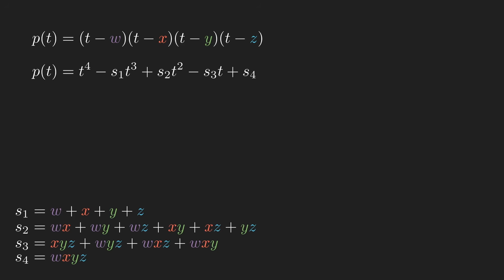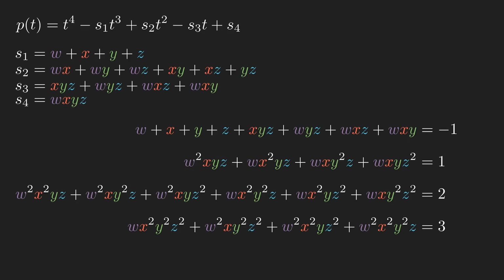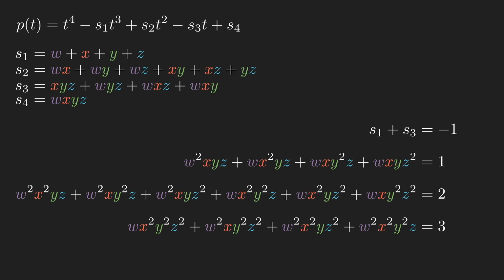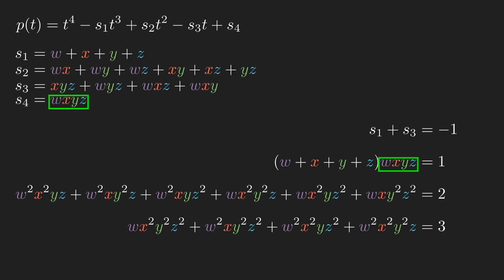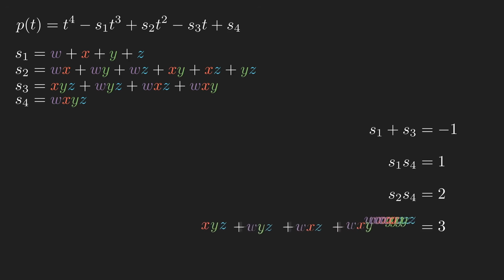So the question is, is there a way we can use the given equations to figure out these coefficients? I hope you noticed the similarities between S1, S2, S3, S4, and the given equations. For instance, in the first equation, the first four terms constitute S1, and the next four terms constitute S3. So we have S1 plus S3 equals minus 1. If we factor out wxyz from the second equation, it turns into S1 times S4 equals 1. Similarly, in the third equation, if we factor out wxyz, the first factor is S2, and the second factor is S4, so S2 times S4 equals 2. And the last equation is just S3 times S4 equals 3.